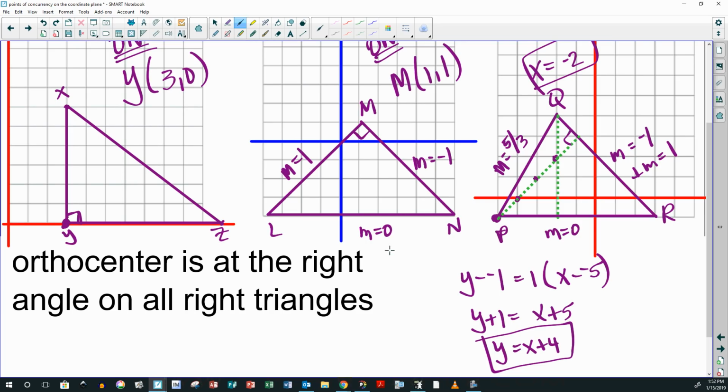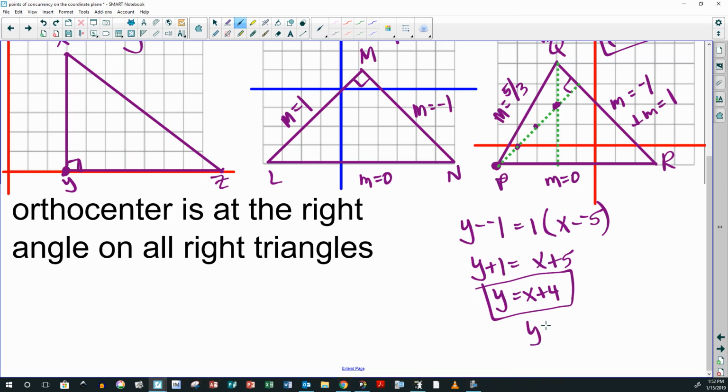In this particular picture, it's easy. I can see where it intersects because it did intersect in the crosshairs. So I know that the orthocenter is located at -2, 2. If I did not see that, then I would simply plug in -2 into this formula down here. So y equals -2 plus 4, because since x is -2, I get that y is 2. So again, my point, -2, 2.